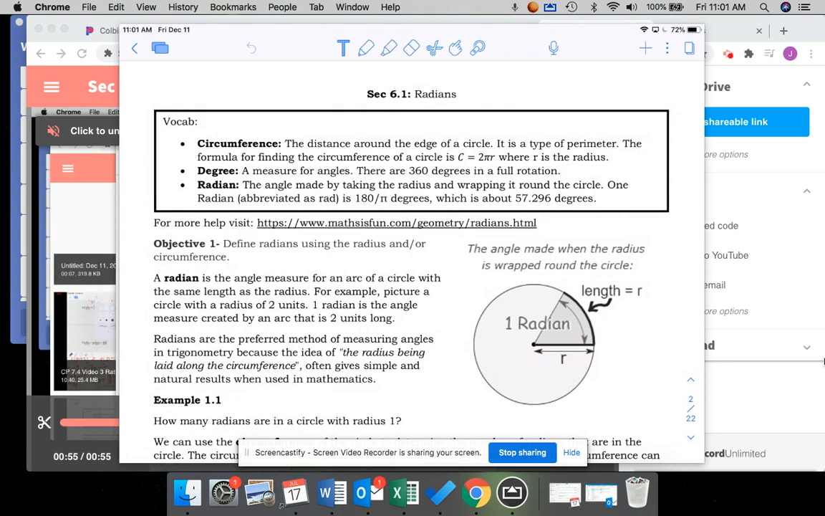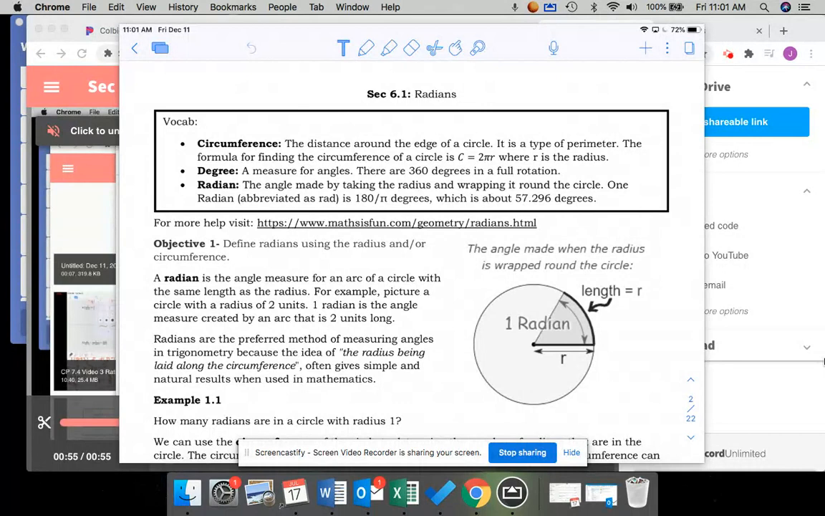Right, hello and welcome to the first video for 6.1 Radians. As mentioned, we are starting a chapter on trigonometry. We are continuing with our study of triangles, which sounds a little weird because the first shape you see in this note packet is actually not a triangle. The first shape you see is a circle.